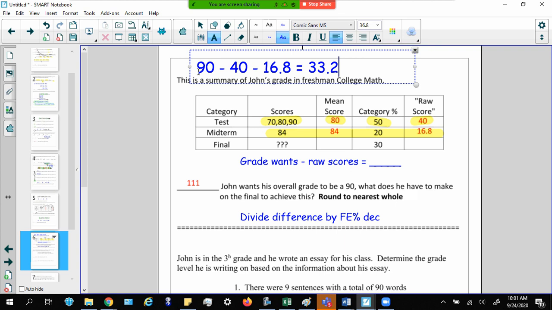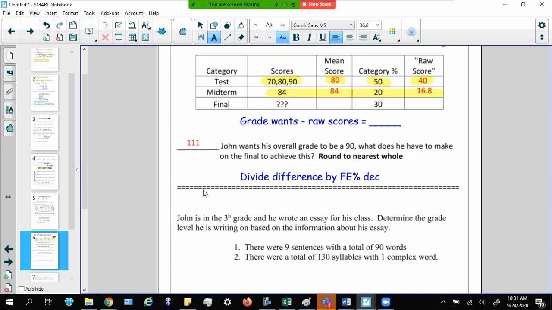And then my step 2, I'm going to divide that by the final exam percentage as a decimal, which is 0.30. And when you do the math, you get 111. That's it.